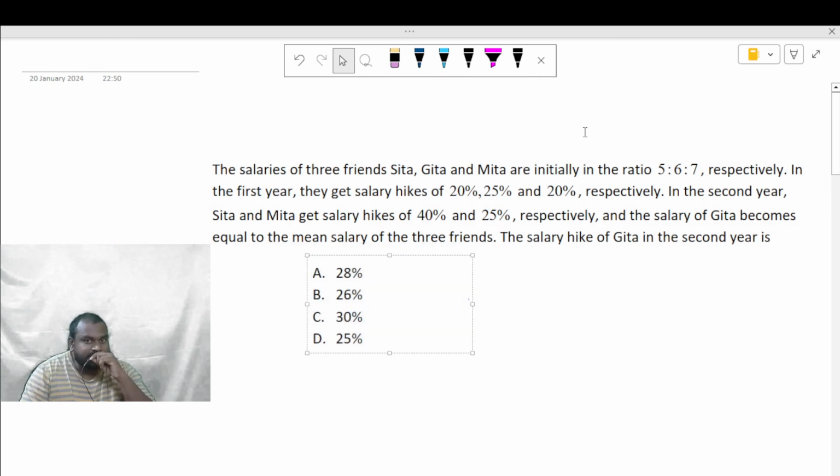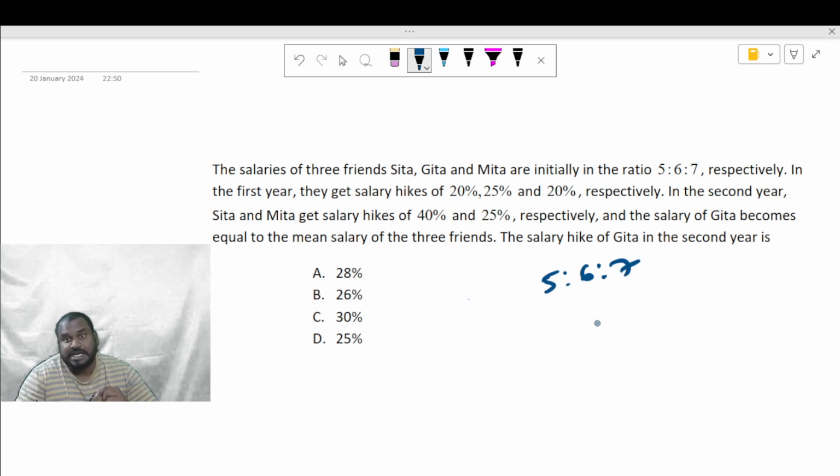So, these are little tough questions. However, we need to build your understanding. Now, we see the salaries of three friends, Sita, Geeta, and Meeta, are initially in the ratio 5:6:7. Those are the initial ratios of the salaries, respectively.